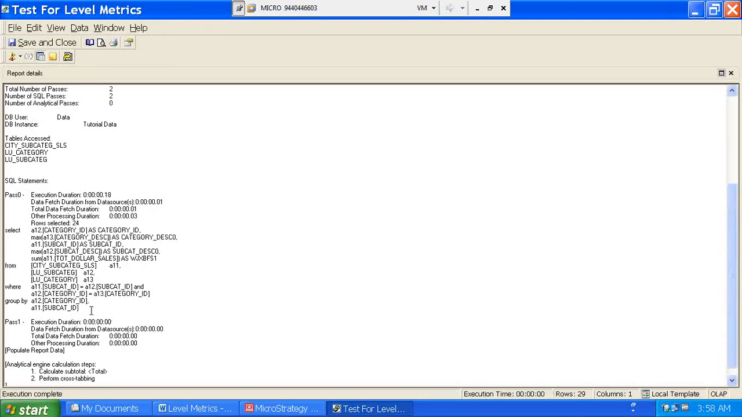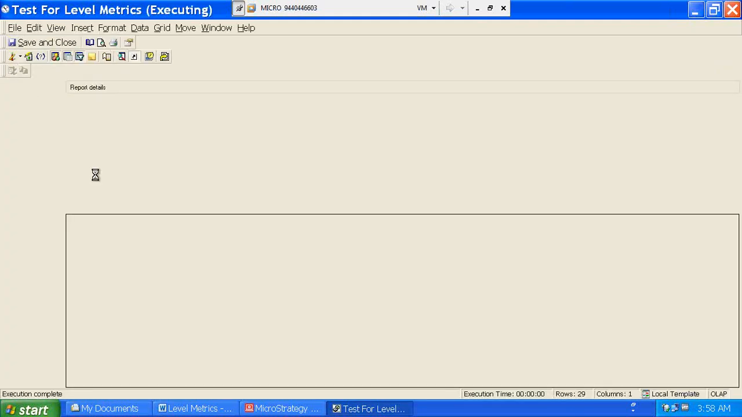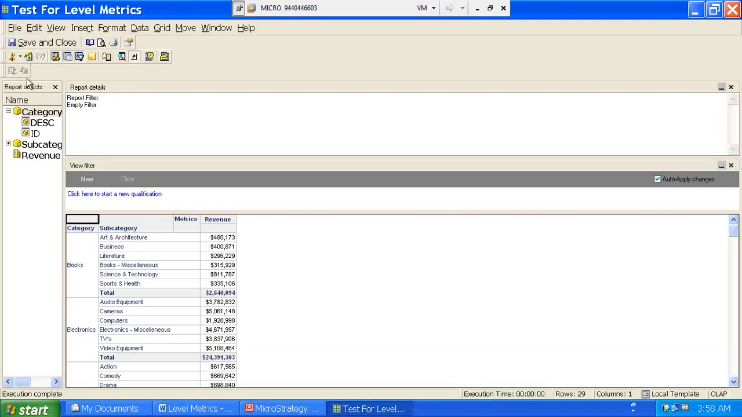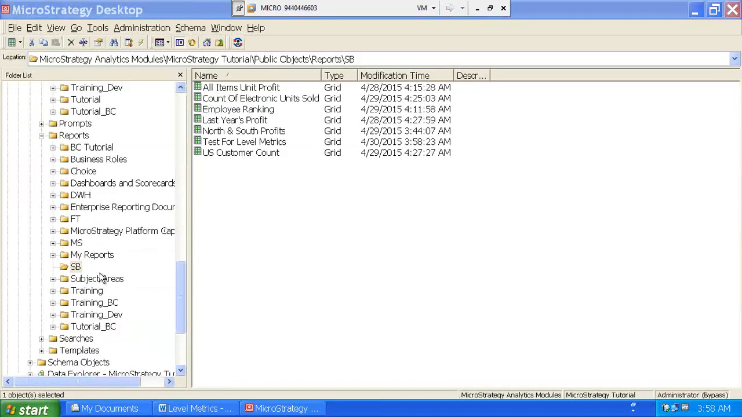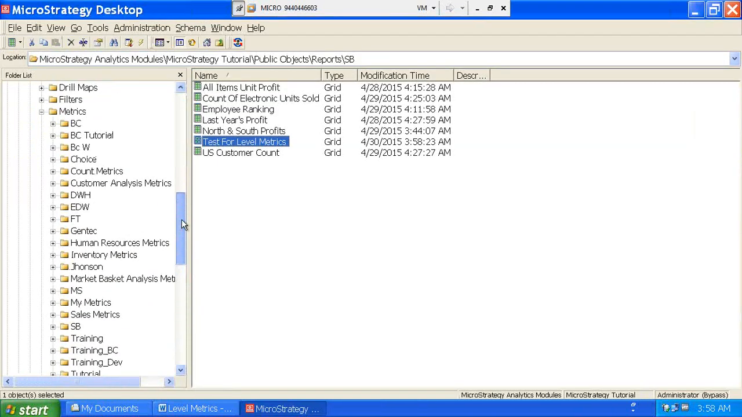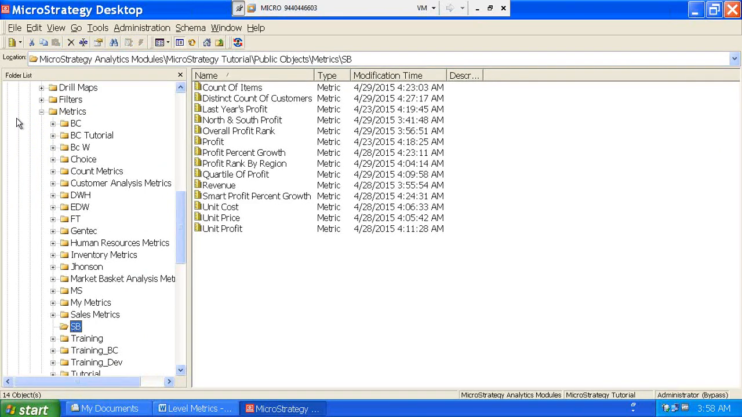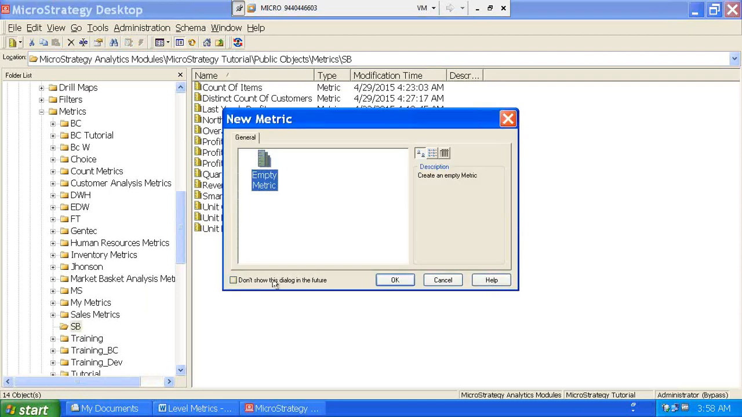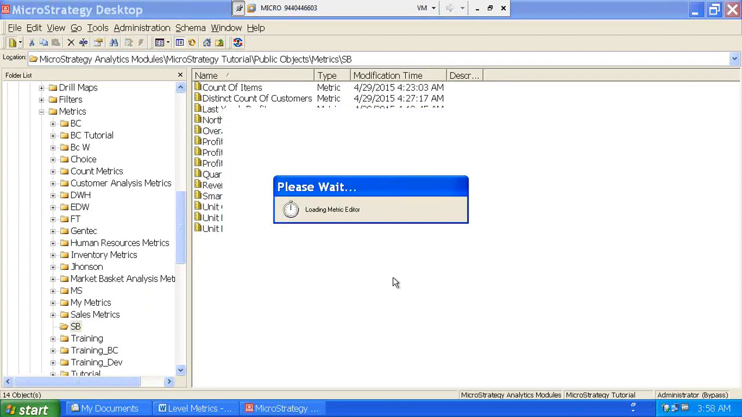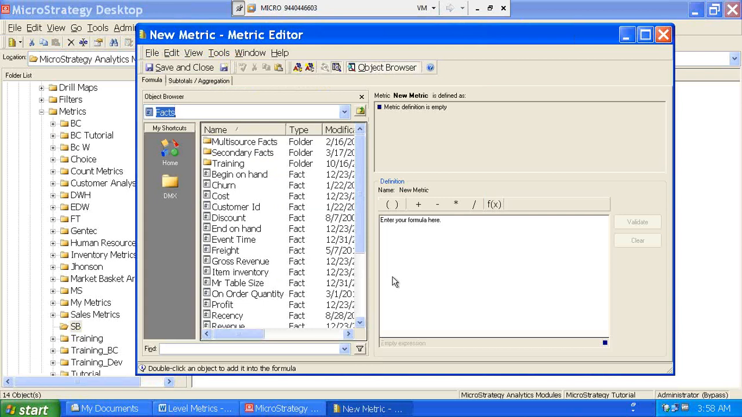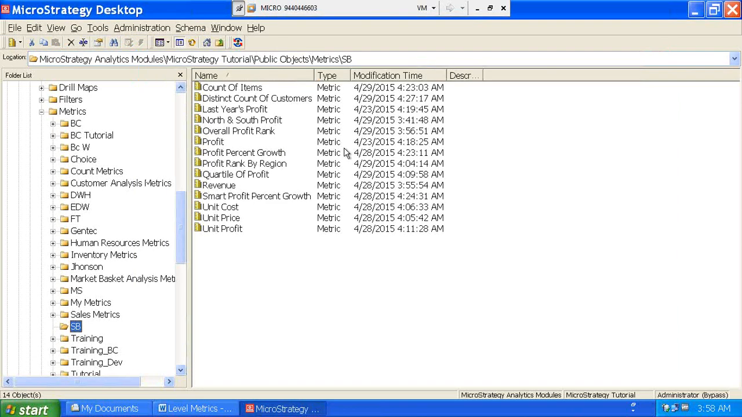I can do that for you. We are grouping this by subcategory ID and category ID. What I will do is, once I save this, this is all about my report level. Now what I am doing is level metric. I am going to specify a level for my metric calculation, not directly this.